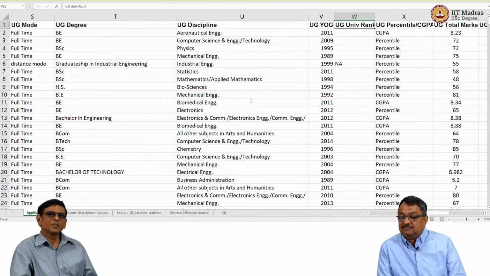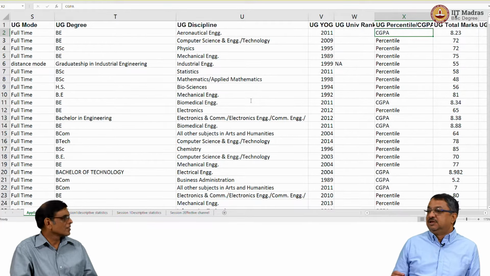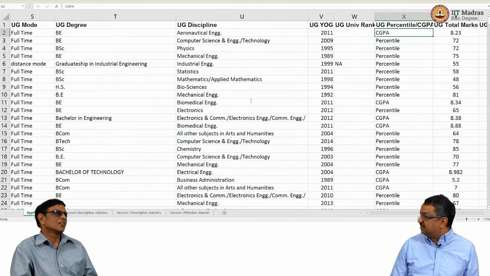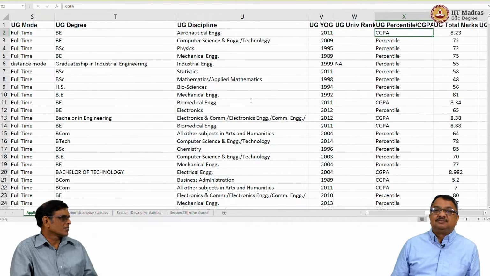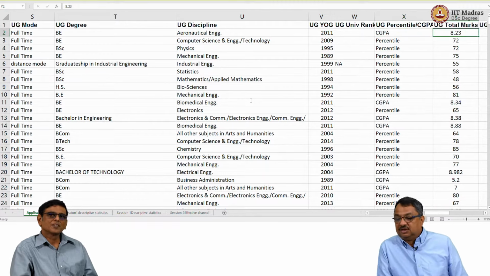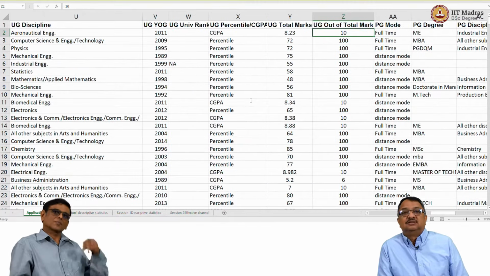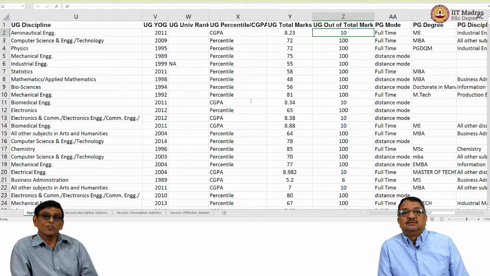Then CGPA. This is important, right? Different people will give you grades in a very different way. You can get marks, you can get percentiles, you can get CGPA. So you'll again have to do some normalization. So this tells you what is the category and what is the total number of marks. A lot of data. Oh God.